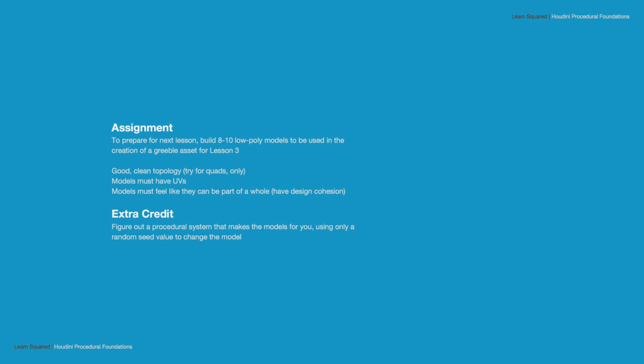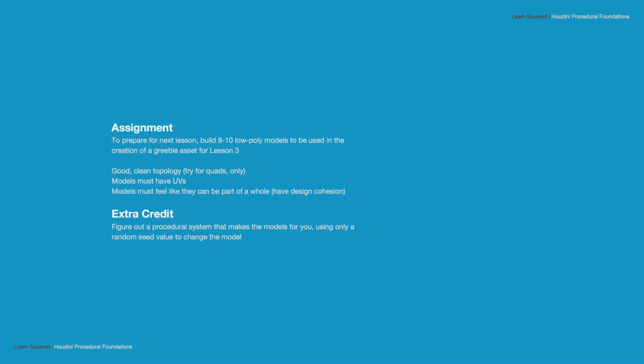But next lesson, we're going to be building a Greeble asset. So if you're not familiar with what a Greeble is, picture the Death Star from Star Wars. Basically a sphere with a bunch of crazy detailed stuff copied onto it. We're going to be showing you how to do that, and it's going to be using a completely different technique than what we've used here.